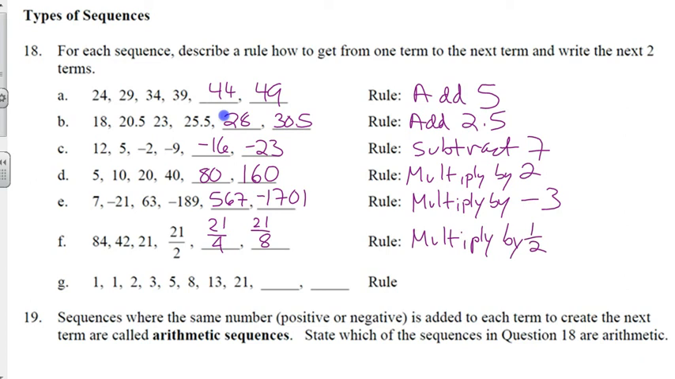1, 1, 2, 3, 5, 8, 13, 21. 40? Nope. 34. What's after that? What's the rule? So what did you do to get the 34? Add the 2 previous terms.